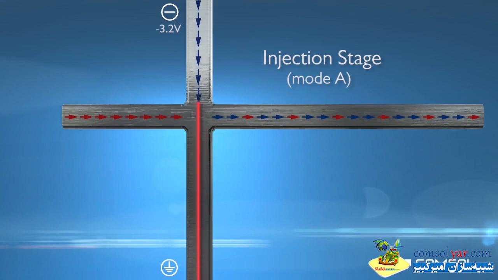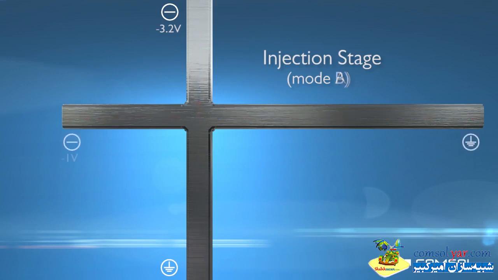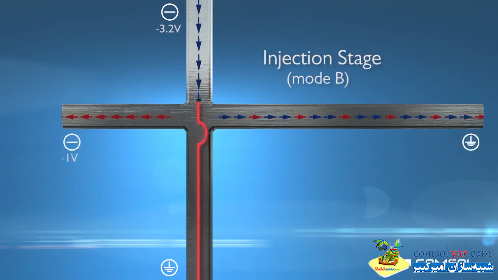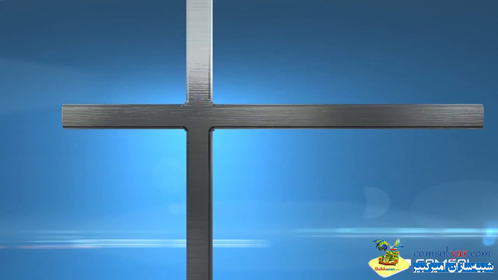Two modes of operation are demonstrated, Mode A and Mode B, which differ only by the electric field boundary conditions. We will compare both modes and analyze the concentration profile resulting from these different electric boundary conditions.